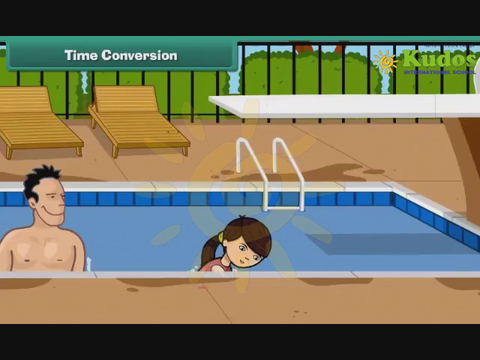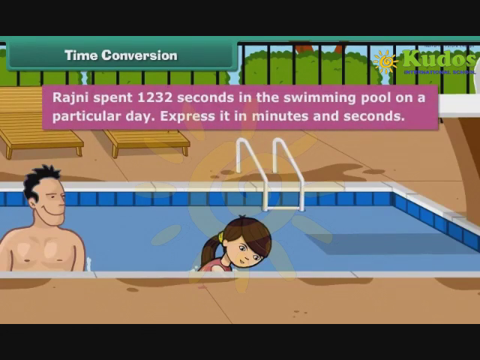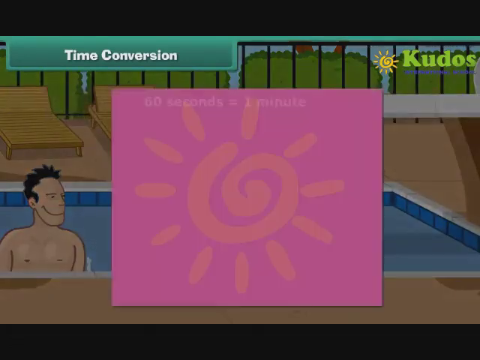Smaller to larger units. Rajni spent 1,232 seconds in the swimming pool on a particular day. Express it in minutes and seconds. 60 seconds is equal to 1 minute.